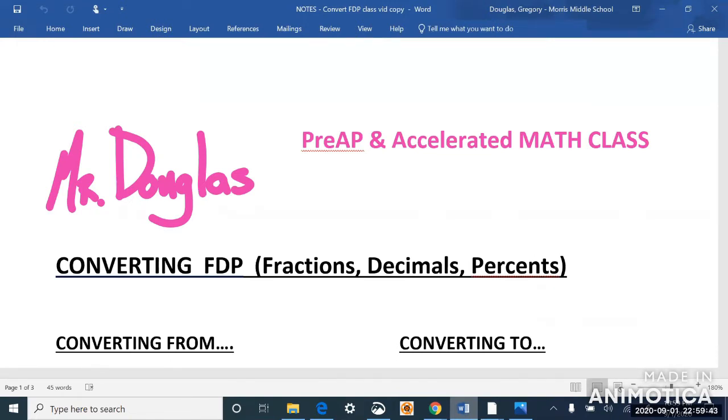So you will see the abbreviation FDP, converting FDP or just FDP. And I always think of fire department, police department when I see that. But fractions, decimals, and percent, we're constantly going to be changing in math from one form to another. For example, when we get into adding fractions, which is coming up in one of the next lessons, you can't add them unless they have the same denominators. You're supposed to have common denominators before you can add or subtract fractions.